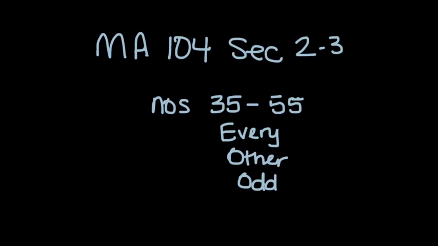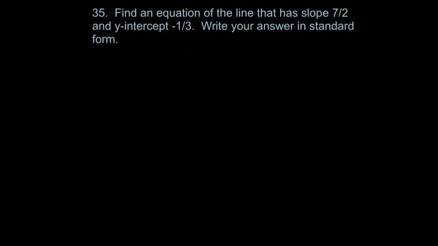This is MA 104, Section 2-3, numbers 35 to 55, every other odd. For number 35, we're asked to find an equation of the line that has a slope of 7/2 and y-intercept -1/3, and to write our answer in standard form.